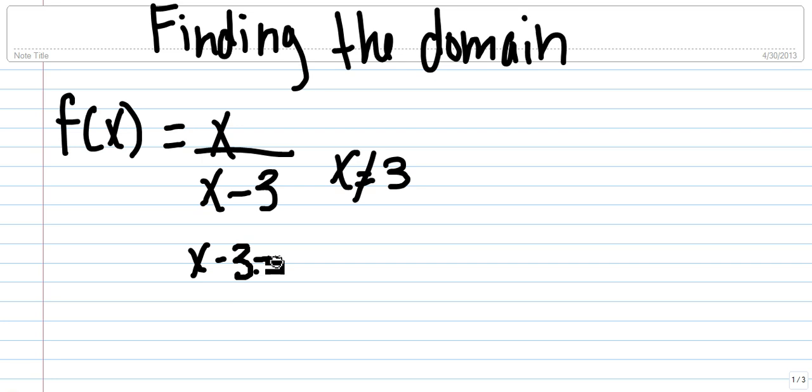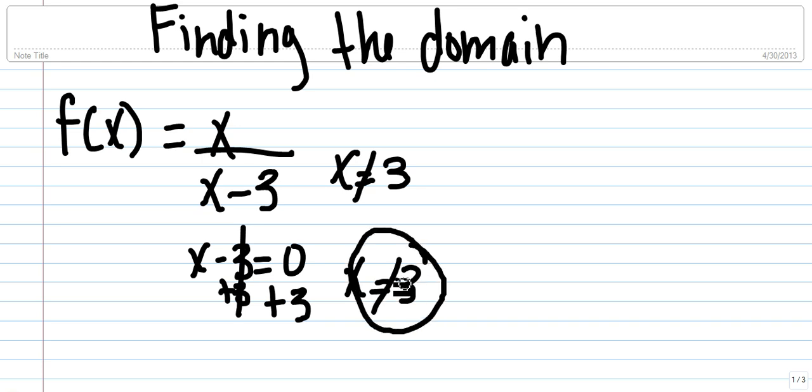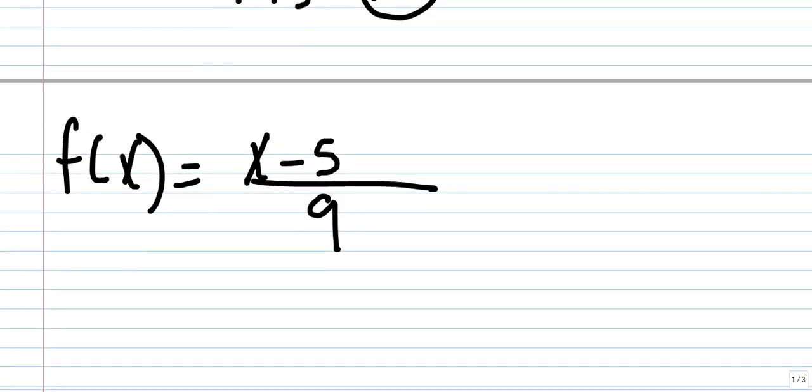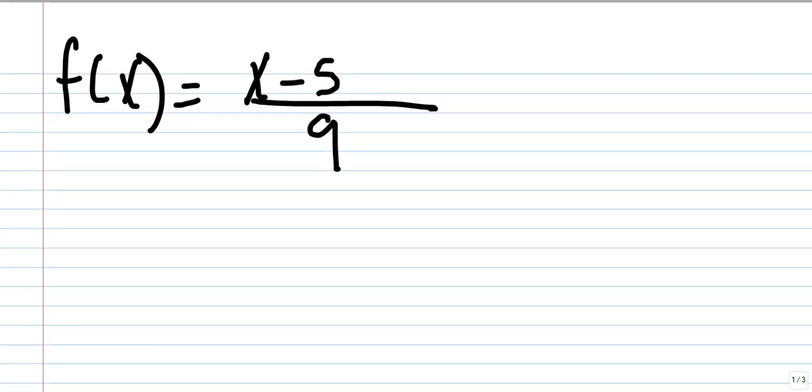So x minus 3 equals 0. Add 3 to both sides. Add 3 to both sides. And then you get the same thing that we got earlier. x cannot be 3 because then that will make the whole expression undefined. So let's take a look at the next example here. Now what about this one?